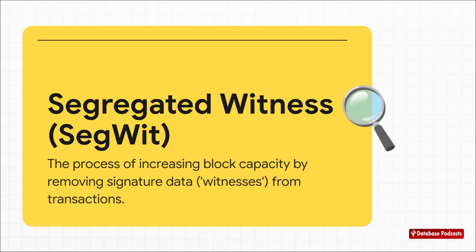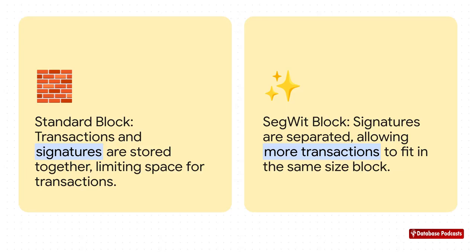And you might be asking, okay, but why on earth would you do that? Well, it's all about making things more efficient. See, in a normal transaction block, that signature data takes up a surprising amount of space. By taking that data and just moving it to the side into a separate part of the block, SegWit magically frees up a bunch of room. The result is simple, but it's incredibly powerful. You get to cram more transactions into the exact same block size. And what does more capacity mean? Less congestion and hopefully lower fees for all of us.